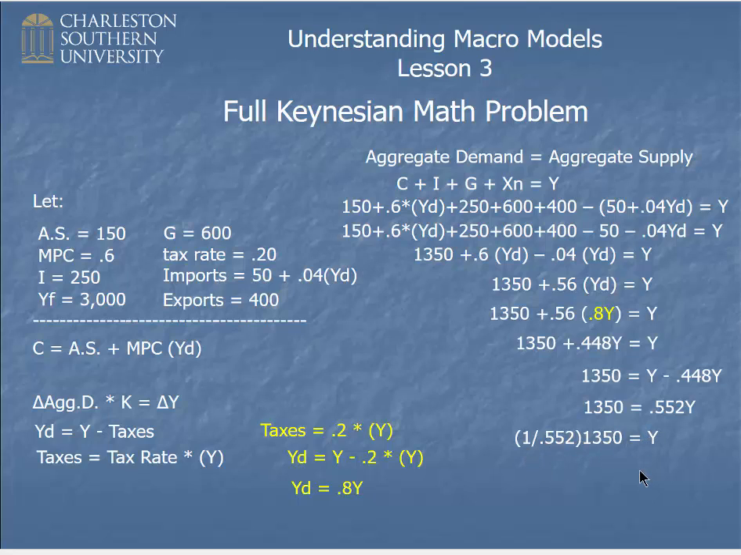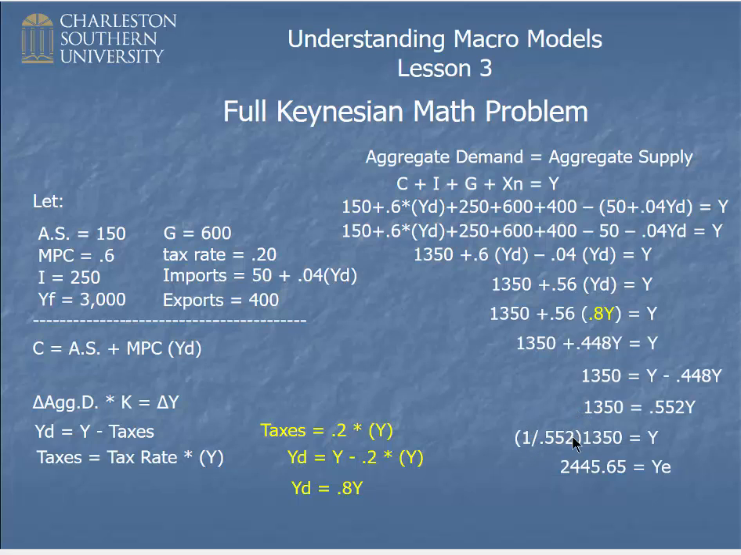And now in the last step, I can get equilibrium income is $2,445.65. So this is equilibrium income. But look here, full employment income was $3,000. So again, in the Keynesian world, we're stuck over here. Our economy is languishing here, but for everybody to have a job, we need to be over there.